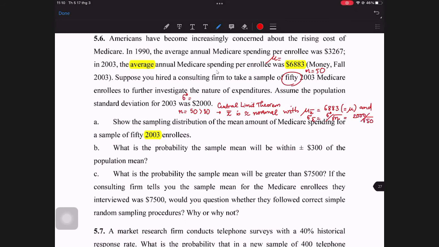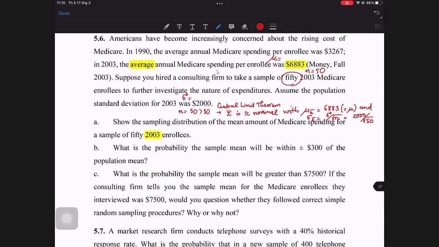Okay. So when you're asked to show the sampling distribution of the sample mean, you have to prove that the sample mean is actually normally distributed, and you also have to specify the average value of the sample mean and the standard deviation of the sample mean. Okay.